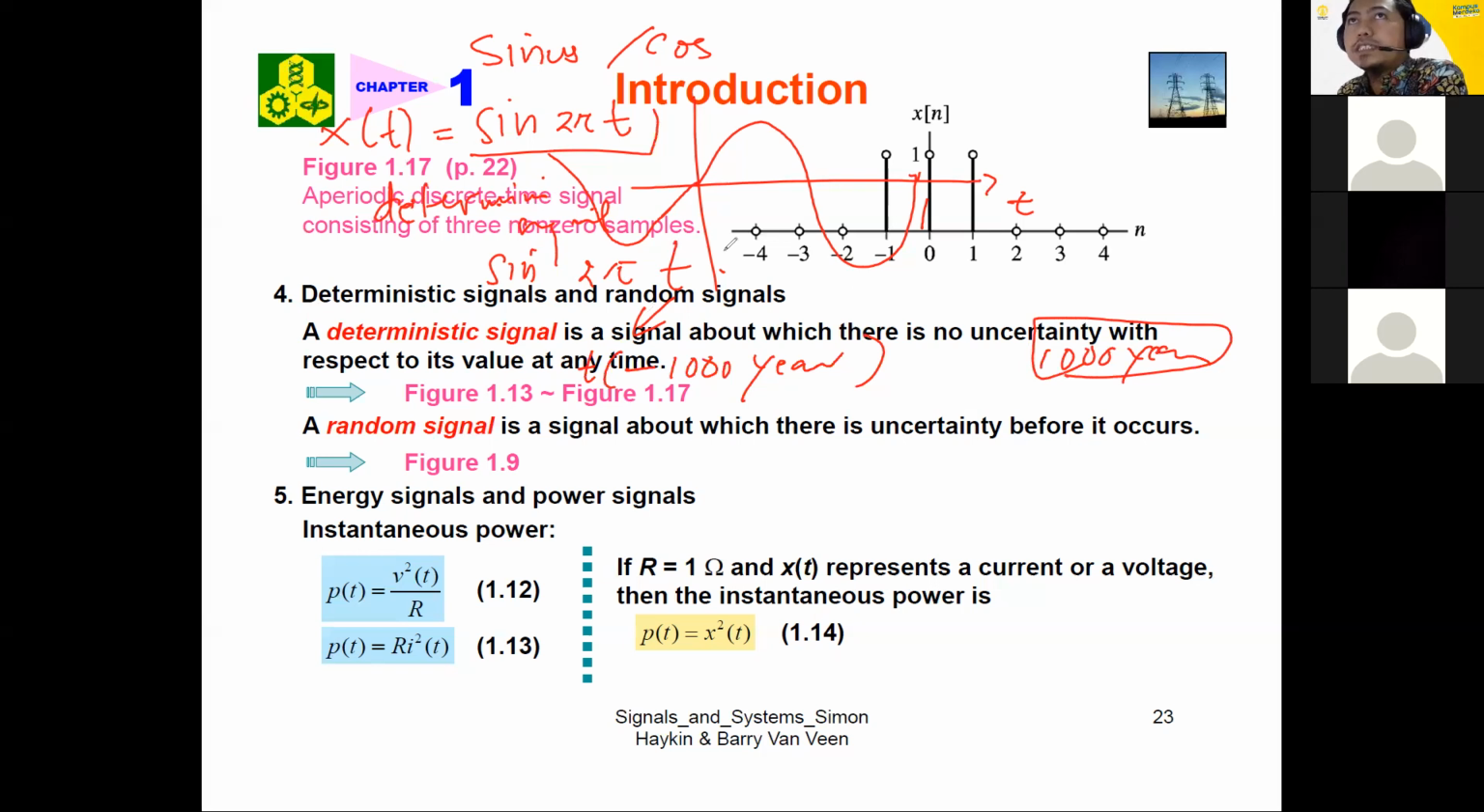How about the noise or random signal? A random signal is a kind of noise, and its occurrence we cannot predict. We cannot compute it. So we cannot predict it at any time.